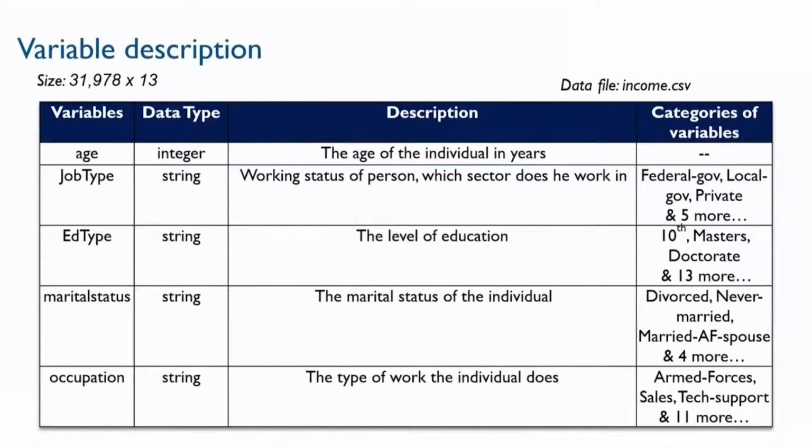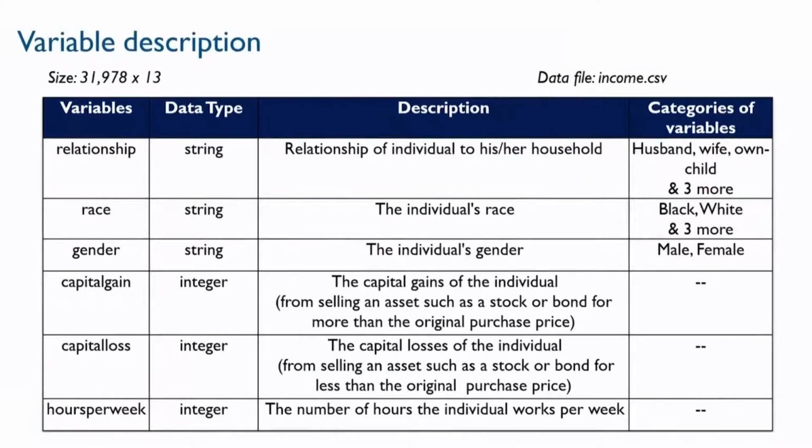Then we have marital status, which shows the marital status of the individual. Is he divorced, never married, or married, and many more. And then we have occupation, the type of work the individual does. For example, armed forces, sales, technical support, like that. The next we have relationship. This variable contains the relationship of the individual to his or her household, such as husband, wife, own child, like that. Then we have race, which shows the individual's race, if he is of black origin, white, etc. Then we have gender, which says whether he is male or female.